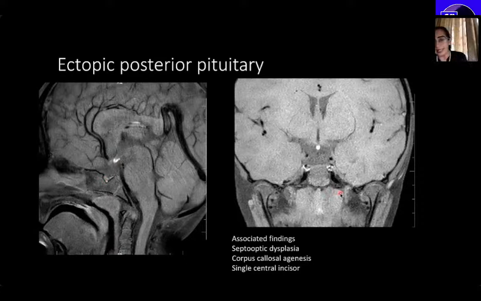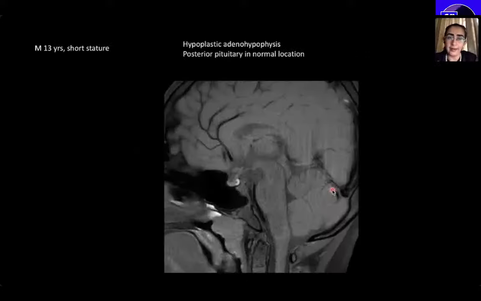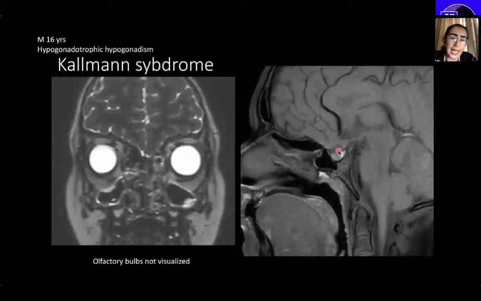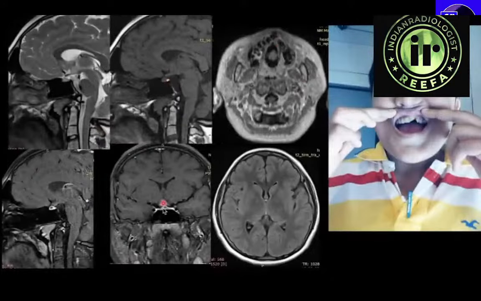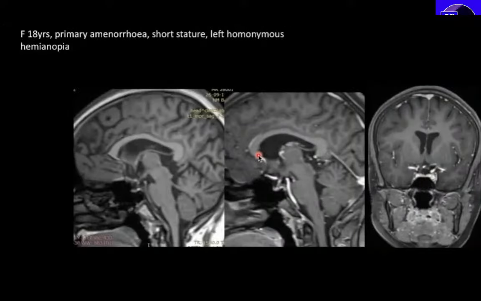Other findings that we can see in these patients can be septo-optic dysplasia or corpus callosal agenesis or single central incisor. Then we have another patient with short stature. We see the anterior pituitary is hypoplastic but posterior pituitary is in correct location. Then we have a patient with hypogonadotropic hypogonadism in which the olfactory bulbs are not visualized. This is Kallmann syndrome. Here we have a patient with a single central incisor, well seen on the axial images. The anterior pituitary is small with a tiny cyst within. The clivus is also hypoplastic. This is a spectrum of imaging findings that we may see in patients with short stature.